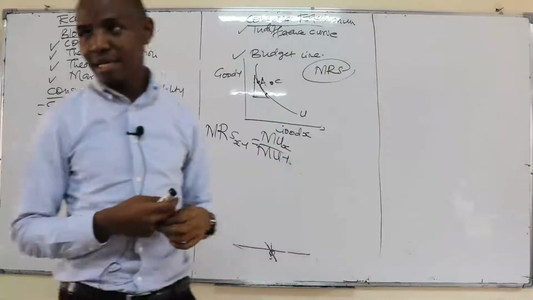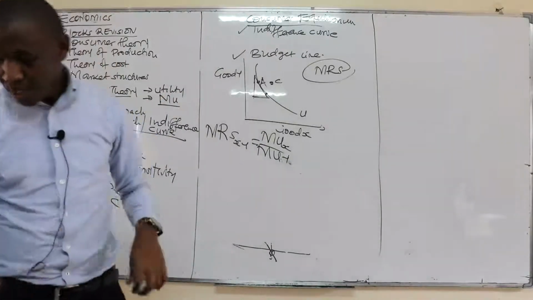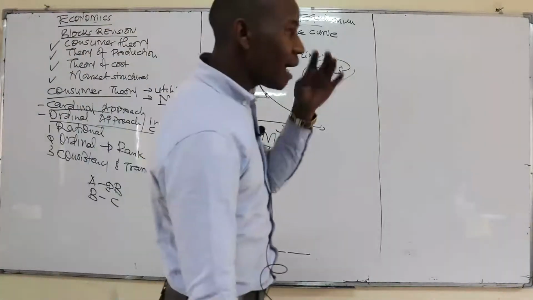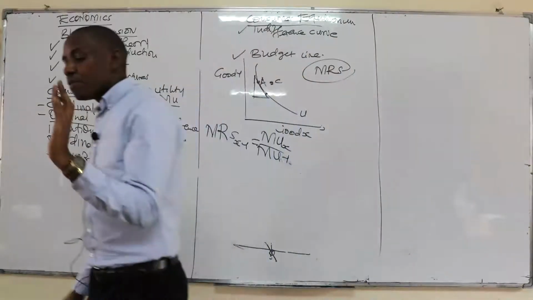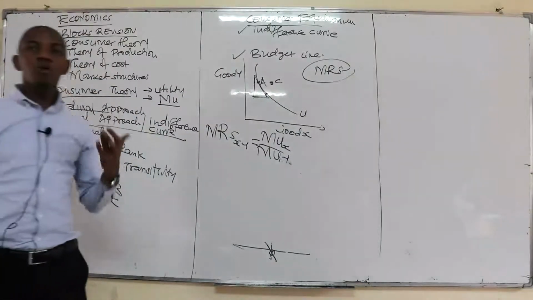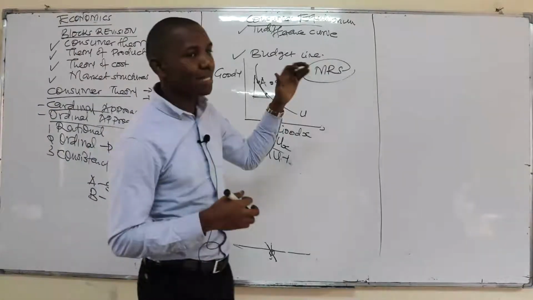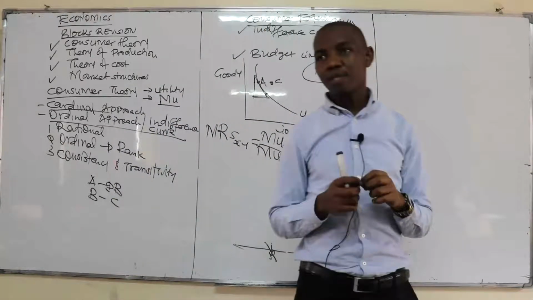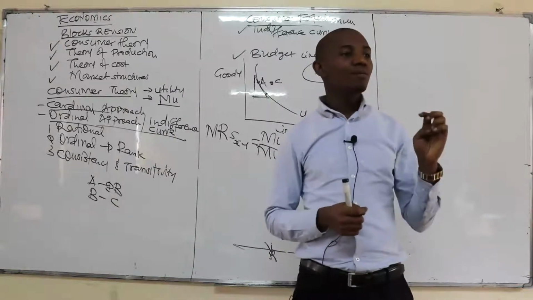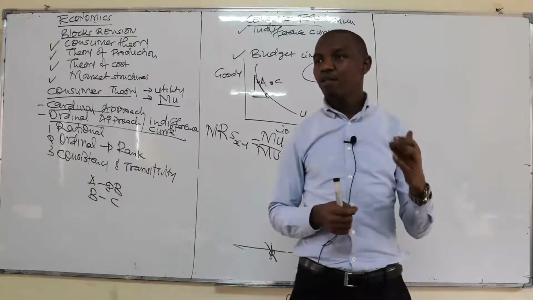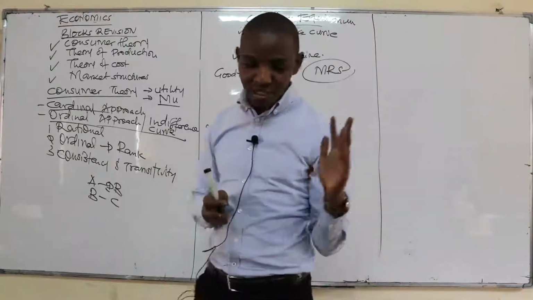Now let's get to the budget line. When we talk about the budget line, this is just a locus of points showing the two combinations of goods that can be bought at a given income, given the market prices of that commodity.